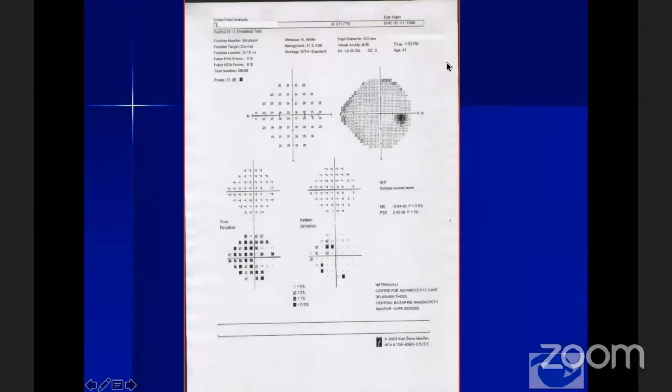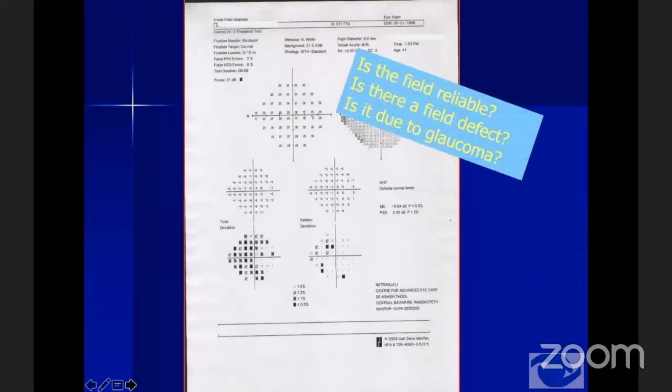So whenever we are having a look at the visual field printout in front of us, what we need to do is answer these three basic questions instead of just looking at this pattern deviation plot and the grayscale. We need to see whether the field is reliable, and then if it is reliable, is there a field defect, and then decide whether it is because of glaucoma or some other disease entity.